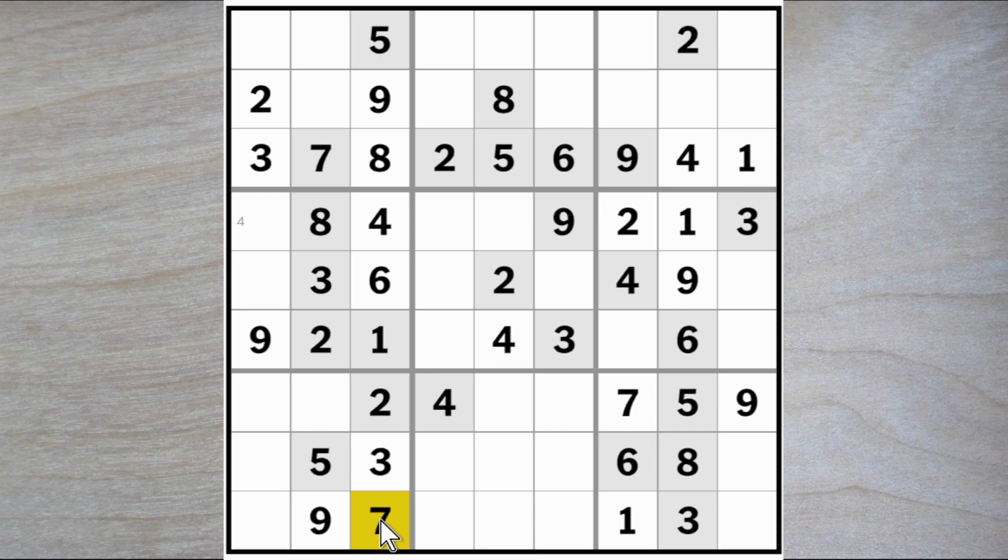Oh, yes. So a 9 and a 7 must go in two of these three squares. 4 must go here or here and here or here. Is that enough for anything? I'm not sure.